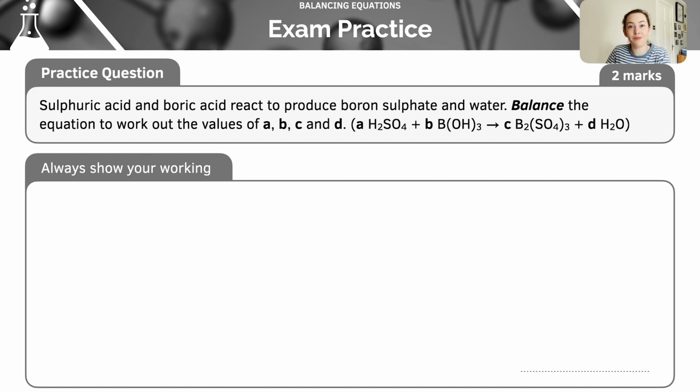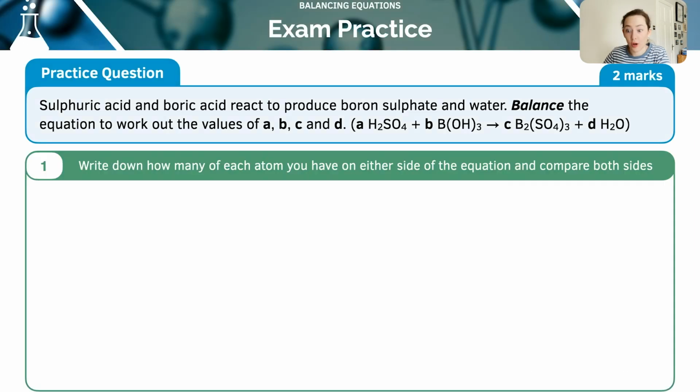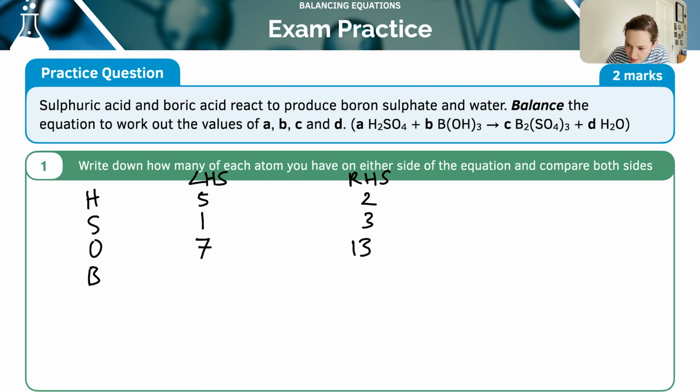Here's another practice question. Pause the video and give it a go. So I'm going to write out what I've got. I've got hydrogen, sulfur, oxygen, and boron. And I've got my left-hand side and my right-hand side. So my hydrogen, I've got 5 on the left, 2 on the right. Sulfur, I've got 1 and 3, 7 and 13, 1 and 2.